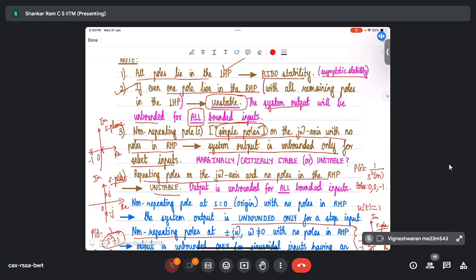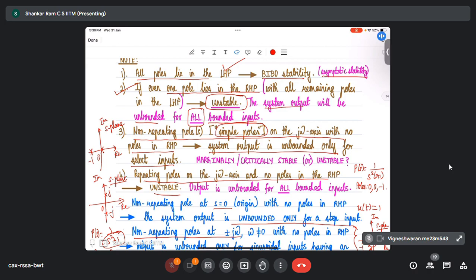Then the fourth case is that we have repeating poles on the j omega axis and no poles in the right half plane. The system is anyway unstable. That is, the output is going to be unbounded for all bounded inputs. That is the fourth case.